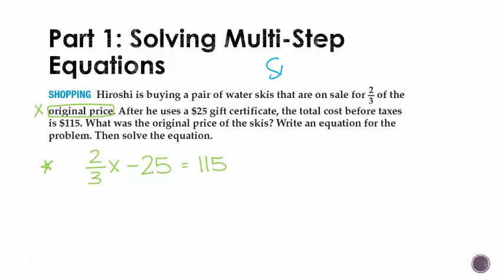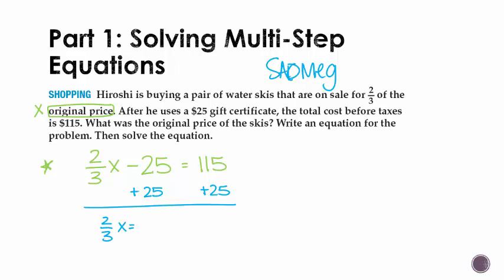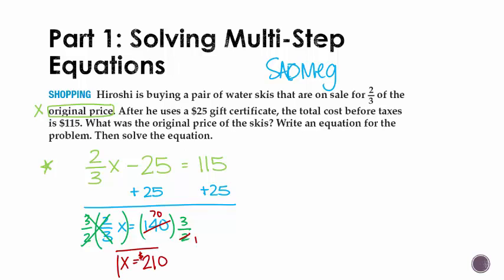So remember, SADMEG, undo subtraction and addition first, so I'm going to add 25 to both sides. So I end up with 2/3 x equals 140. And then I can undo my division and multiplication. So I'm going to multiply both sides by the reciprocal here. Remember, inverse and identity allows us to cross those off, so all we're left with is x. And then I can do this and get $210.